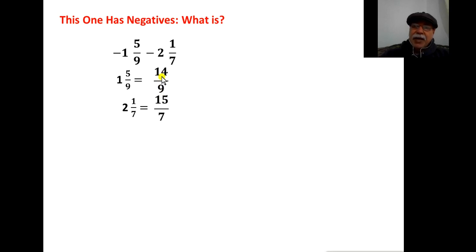Now, before I multiply this and this, I must return and put back the minus symbol. See, minus 14/9 times minus 15/7. Here I just converted the fractions. When I multiply this, I must put the minus symbol. That's why I put minus 14/9 times minus 15/7. Now I make the multiplication.